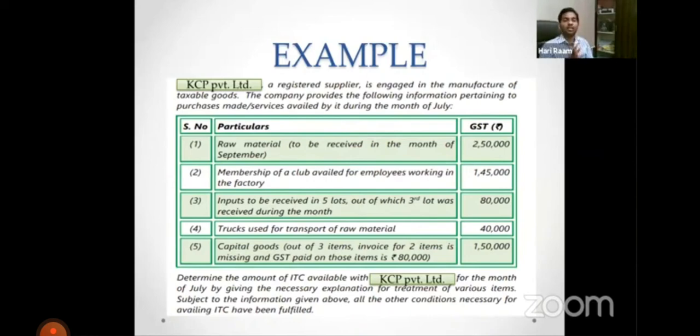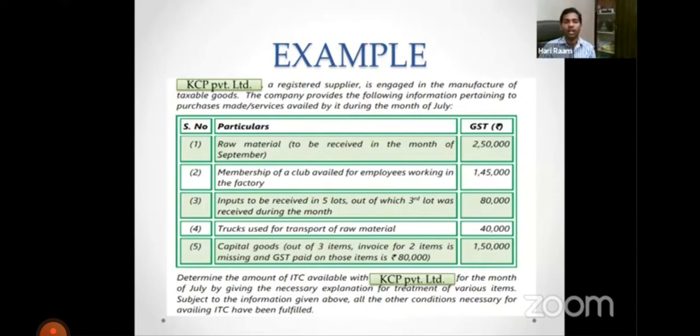Input to be received in five lots, out of which 3 lots were received during the month. So this is also an important provision I missed out. For the last lot, whichever goods are received in lots, credit can be taken only at the time the last lot is received. Here 3 lots out of 5 are received. It is eligible only at the time of receiving the last, fifth lot. Till now it is not eligible.